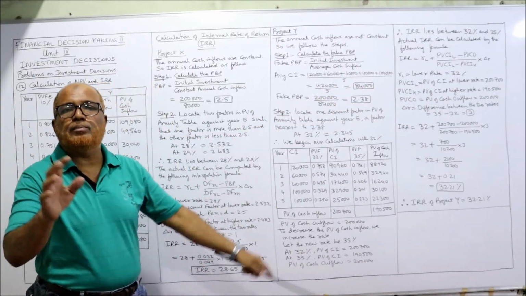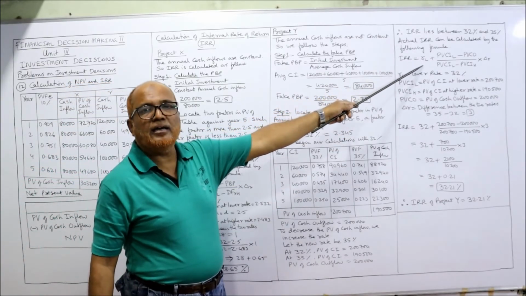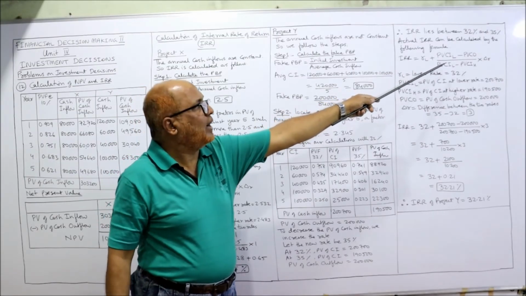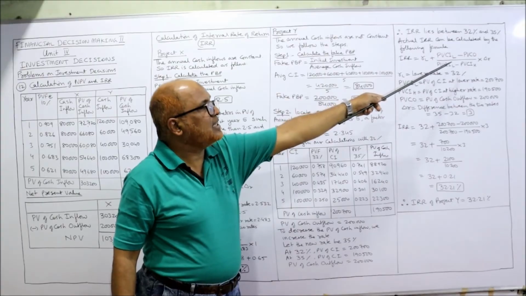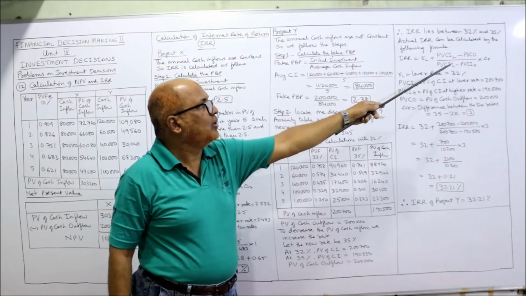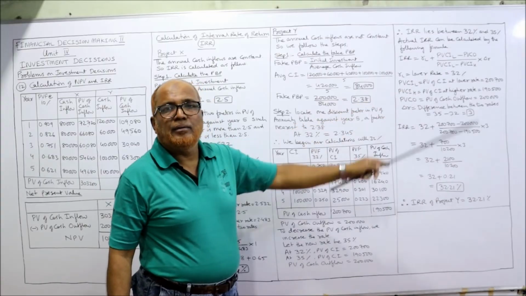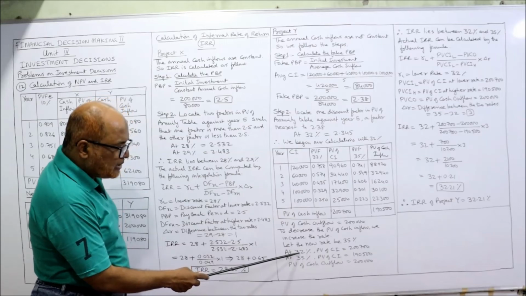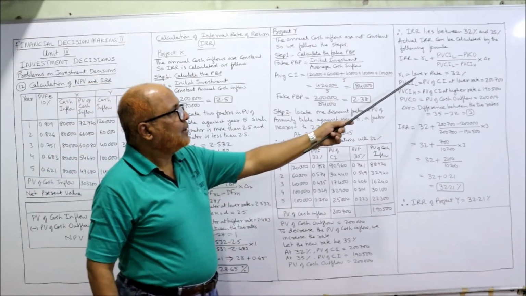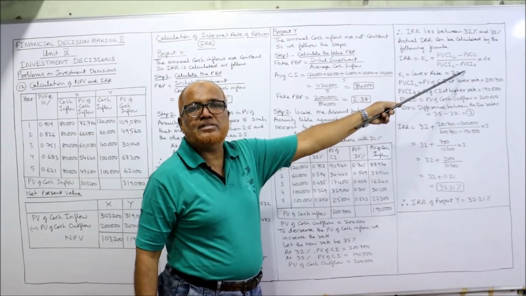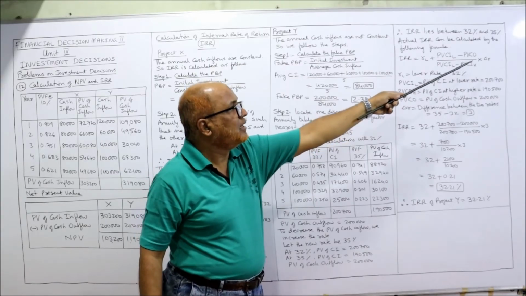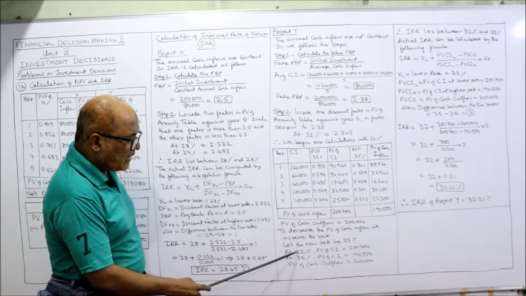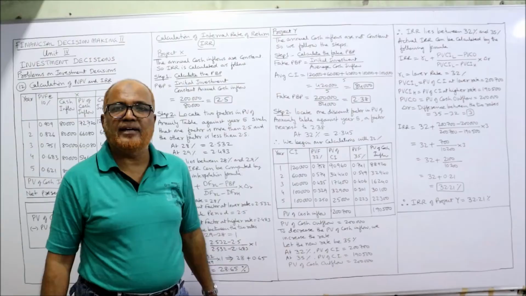Actual IRR can be computed by using this formula. IRR is equal to RL plus PVCIL, present value of cash inflow at lower rate, minus PVCO, present value of cash outflow, divided by PVCIL minus PVCIH, present value of cash inflow at higher rate, into Delta R, the difference between the two rates. We have a lower rate and a higher rate. 32 is the lower rate, 35 is the higher rate. The difference between 35 and 32 is 3.